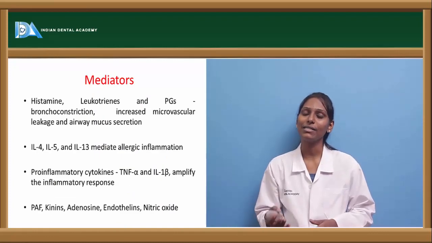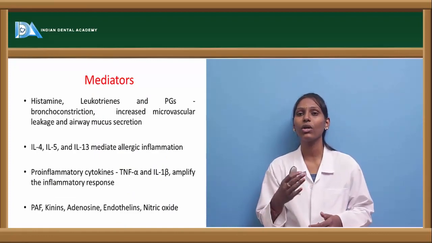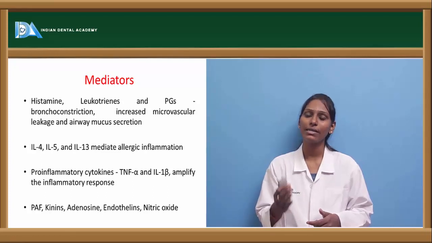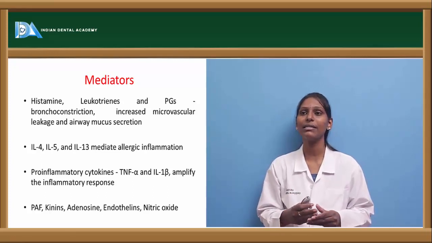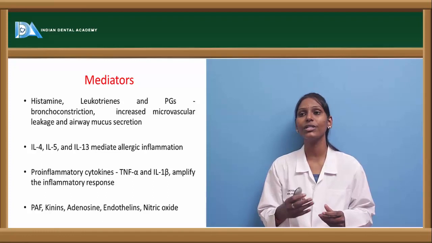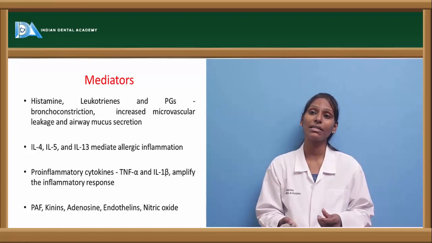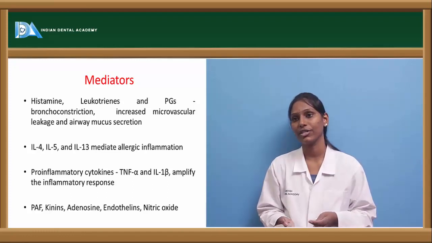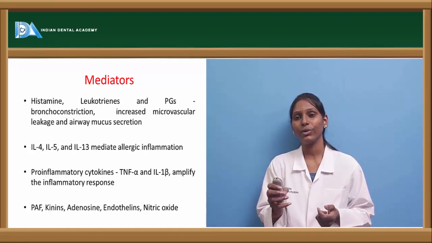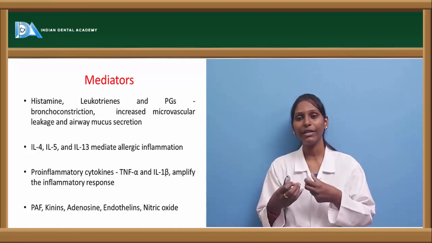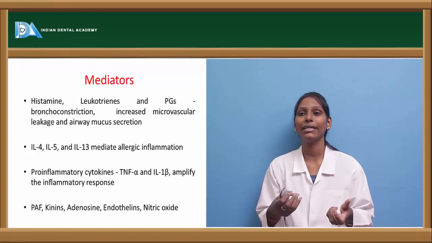So what are the mediators that actually cause asthma? The common mediators are histamine, leukotrienes and prostaglandins. These cause bronchoconstriction, increased microvascular leakage and airway mucus secretion. All these factors constrict the airway and thus lead to difficulty in breathing.